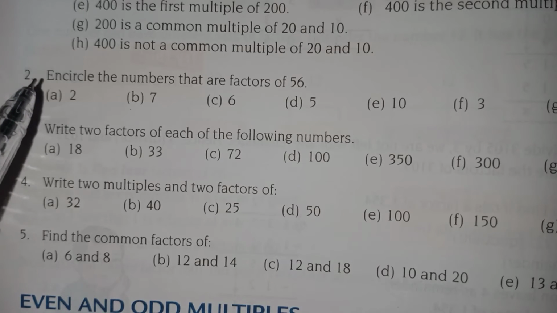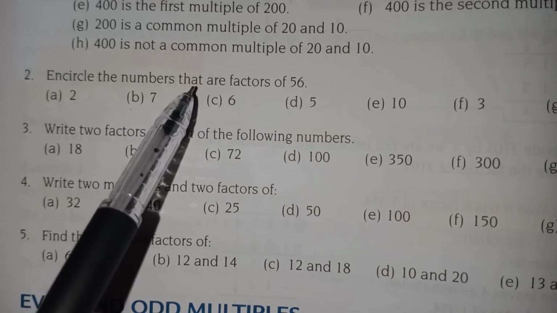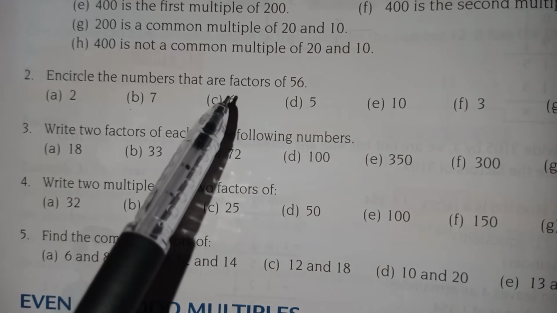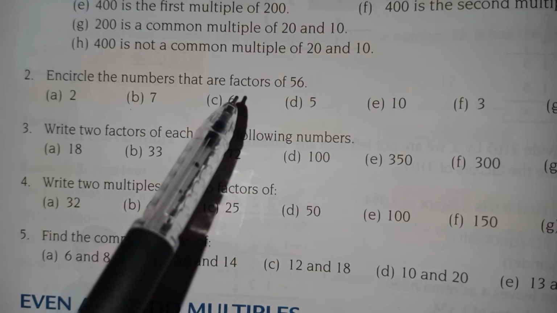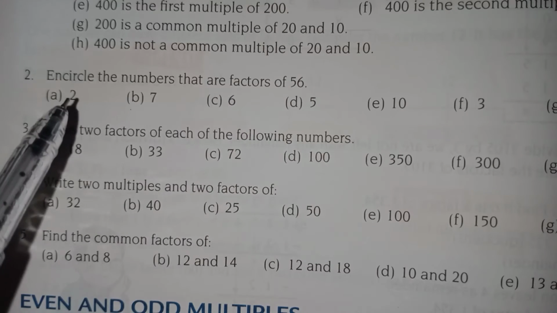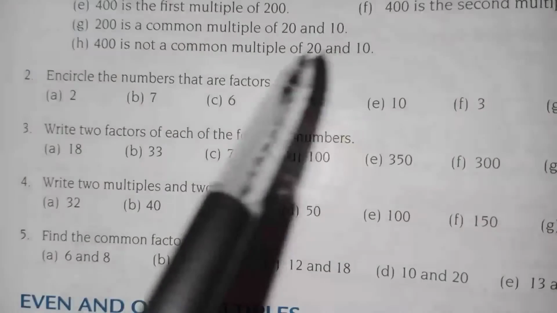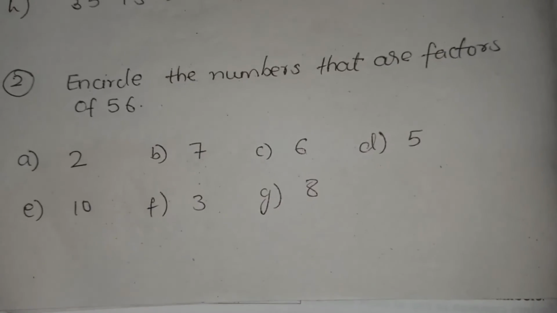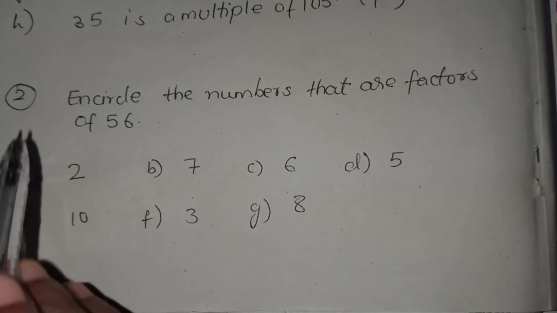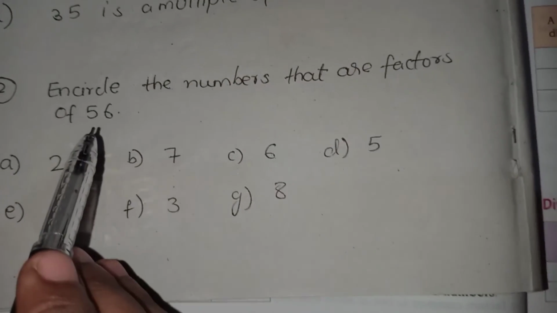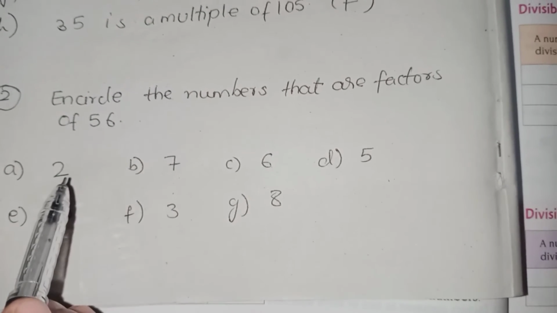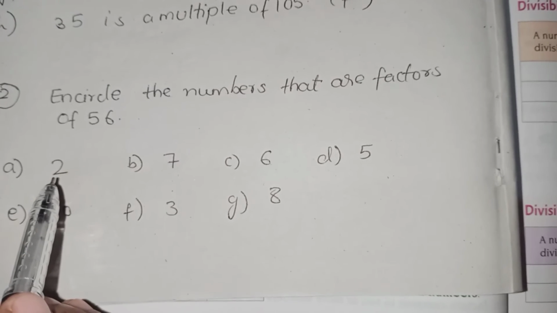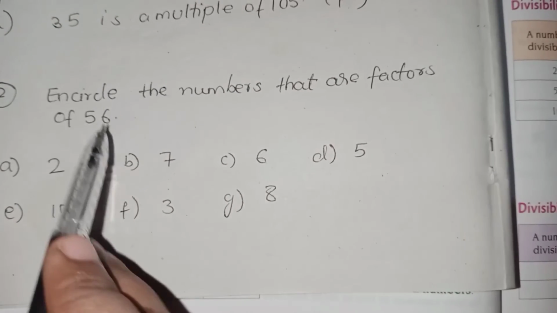Question number 2. Encircle the numbers that are factors of 56. So we are going to circle those numbers which are factors of 56. Okay, when we are multiplying them with any other number, we get 56 as a product. So let us do. A, is 2 the factor of 56? Yes, 2 is the factor of 56. If we multiply 2 into 28, we will get the product 56.